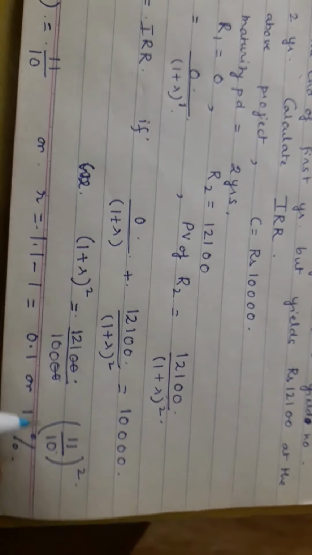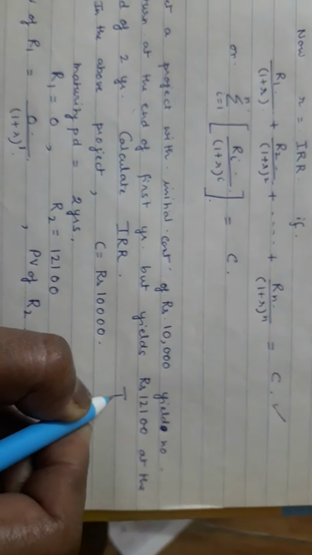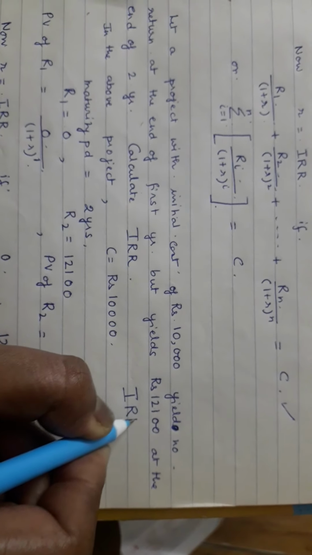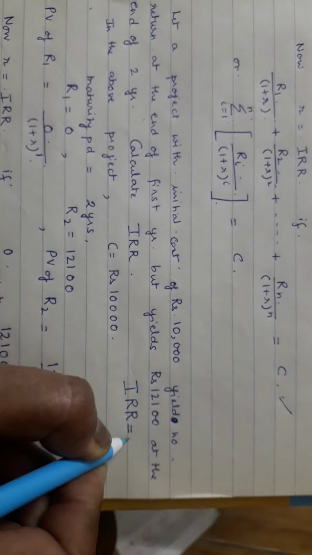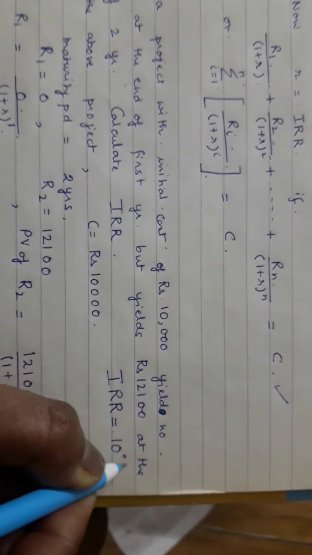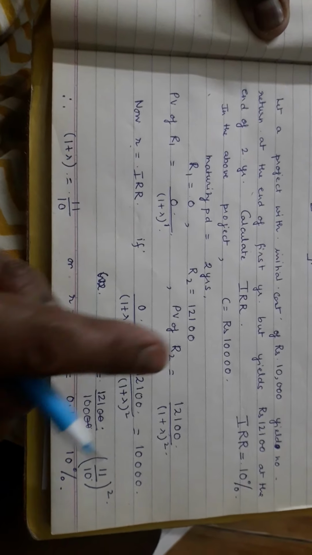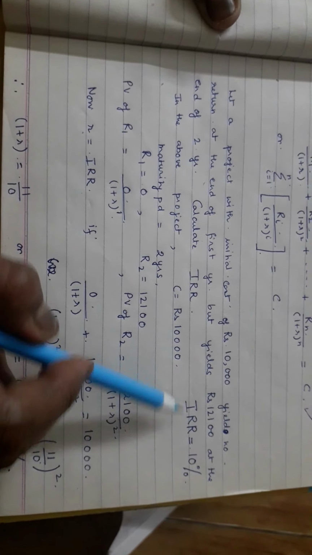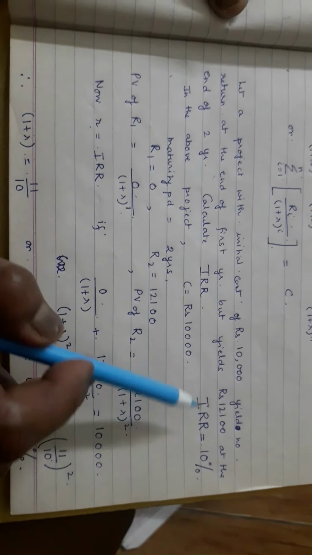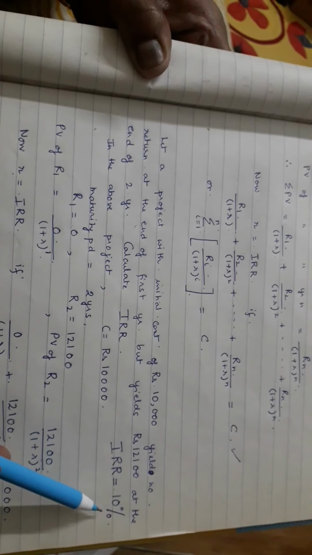So the internal rate of return, here it will be at the end of the sum. Internal rate of return is equal to 10%. Don't write it here. You will write it at the end. Since I did not have any room here, I wrote it here. So IRR is equal to 10%.